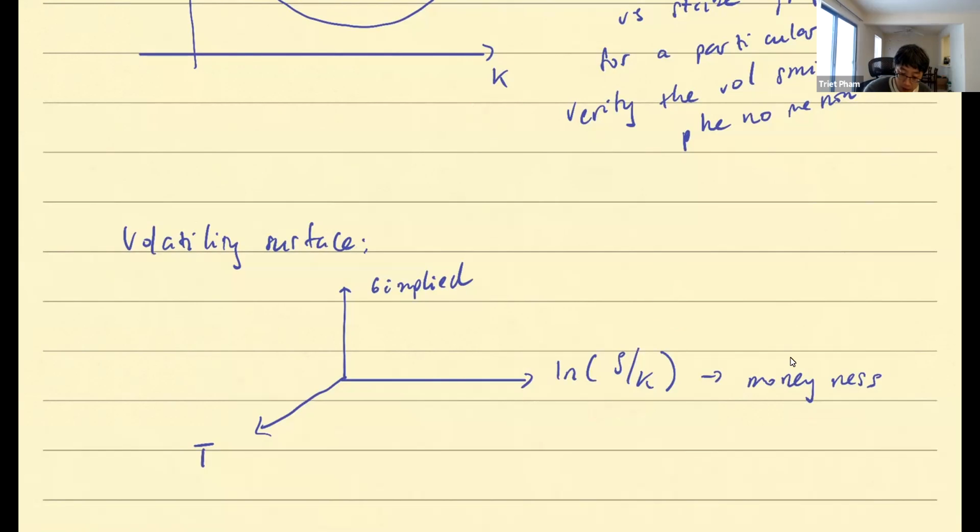But anyway, this will be a 3D surface, or rather a 2D surface, whatever. By 2D, I mean a two-dimensional surface in three-dimensional space. And so if you fix a time to maturity, you might see something like this, different smiles. But that's not guaranteed. If you slide around the time to maturity, you might get something like this.